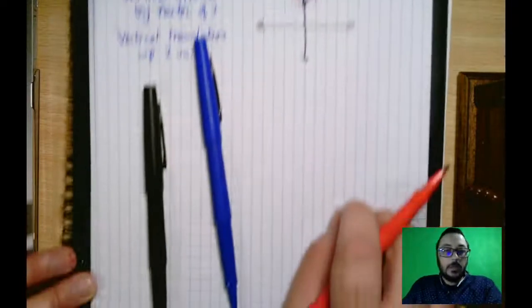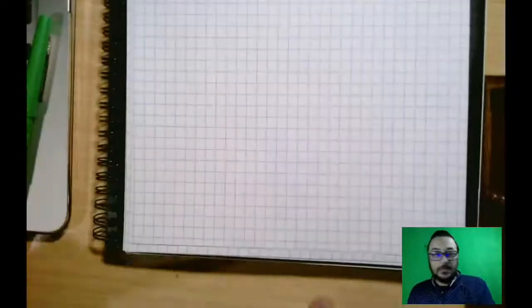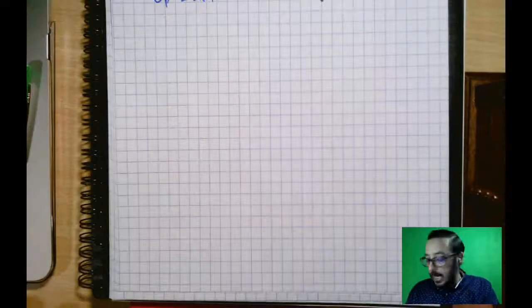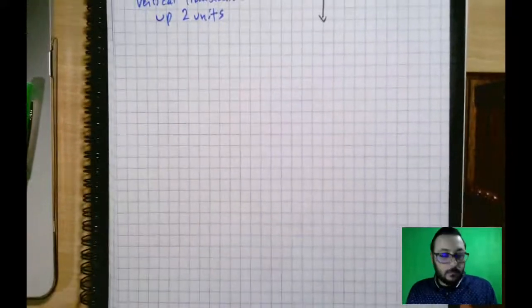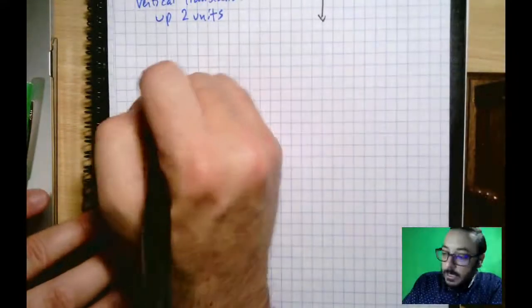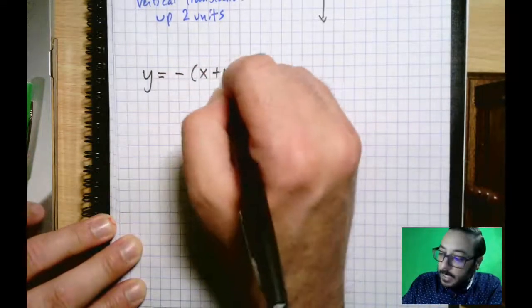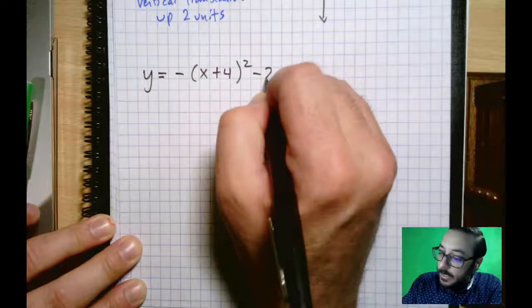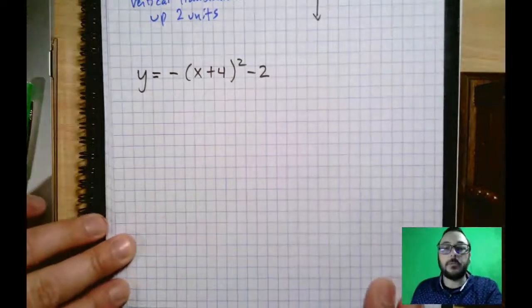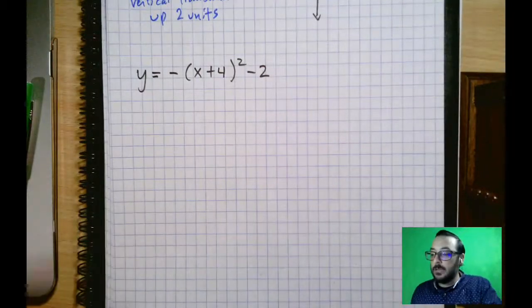Okay? Let's do one more. Hopefully this stuff isn't brand new to all you guys and it's pretty straightforward. So let's try this one. Negative, I'm going to add a few more, x plus 4 squared minus 2. So here we have a bunch of transformations. Again, let's take a look at each one.